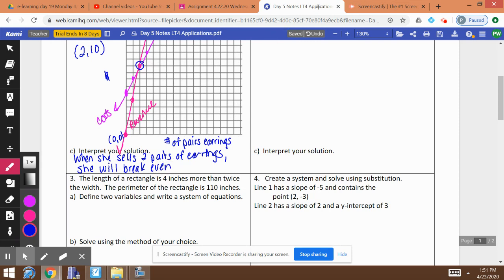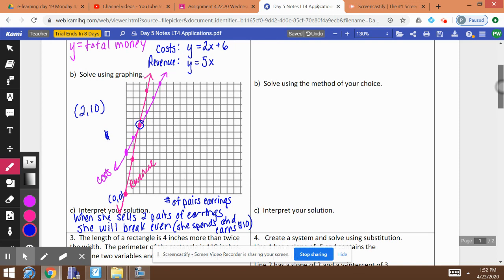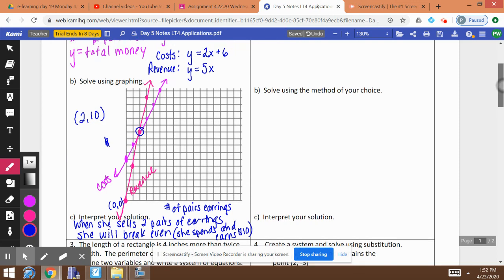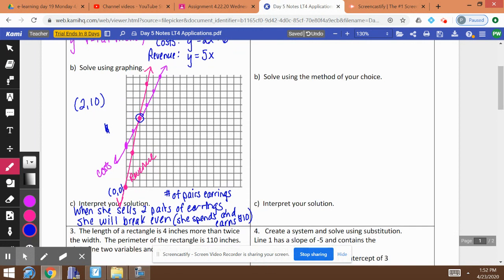So she spends and earns $10 out of that. So that's when her costs start meeting her revenue. And after that, she starts earning money. She starts earning a profit. So that's one way. Again, this is simple, small numbers, just so we can graph it easily.